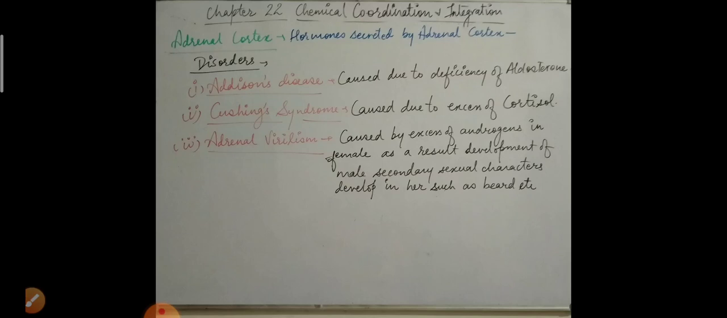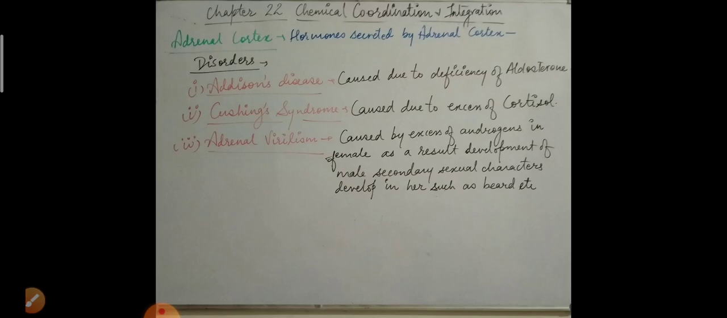Third is adrenal virilism. Adrenal virilism is caused by the excess of androgens in females. As a result, male secondary sexual characters develop in the female, such as beard, moustache, etc. Though the person is female, due to the excess secretion of the androgen hormone, male secondary sexual characters develop in the female body, like beard, moustache, etc.